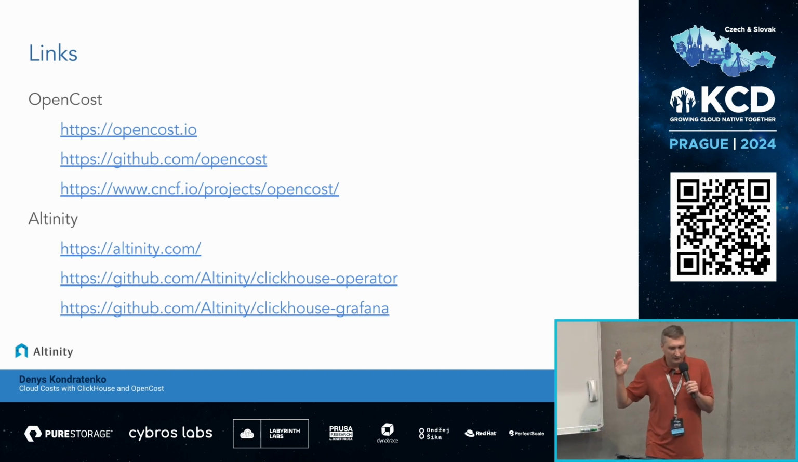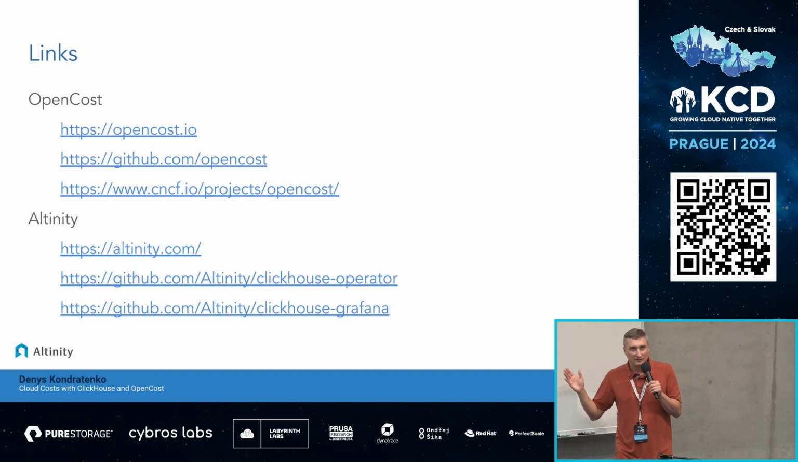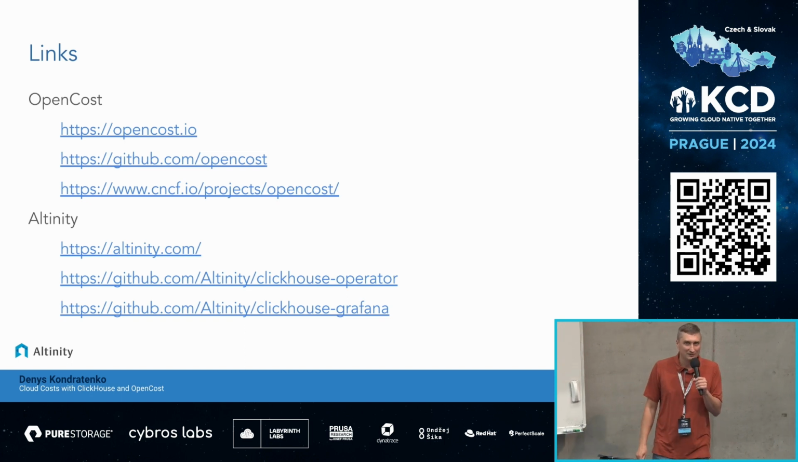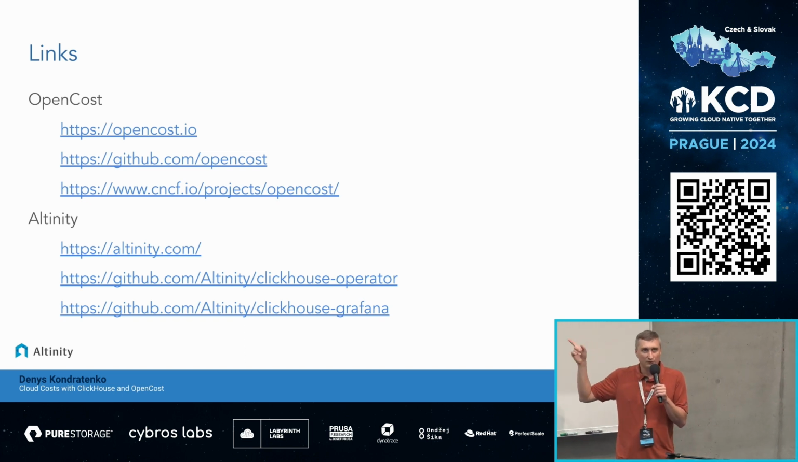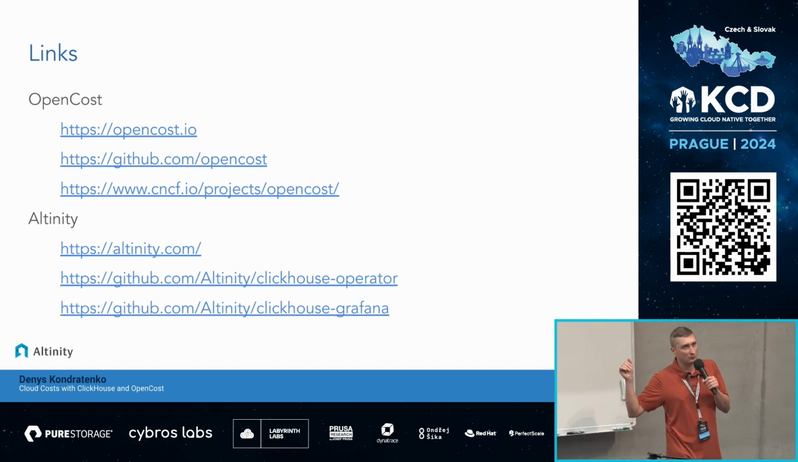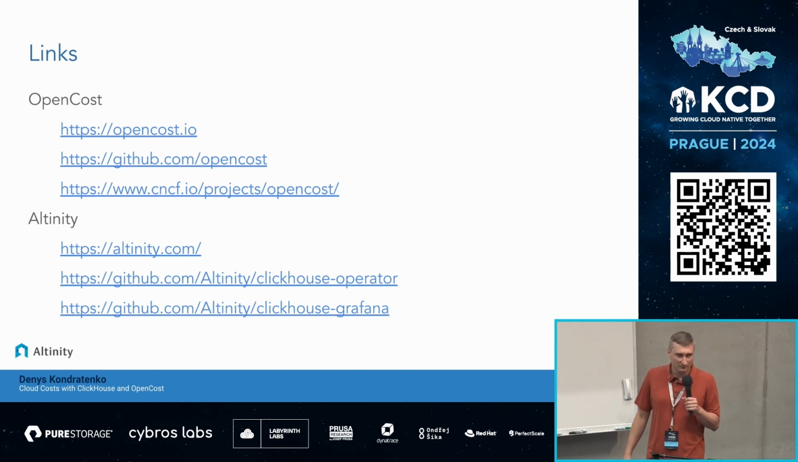There is a useful link. OpenCost is an awesome project. I learned a lot from the Go code. It's really nice. If you're curious about monitoring, this is the way to go. And there are Altinity open source projects, a couple of them, the Operator, and we also manage the data source for the Grafana plugin. It's also open source, and we use it extensively to visualize the data. Thank you. Any questions?